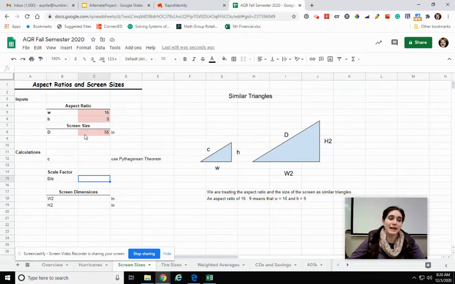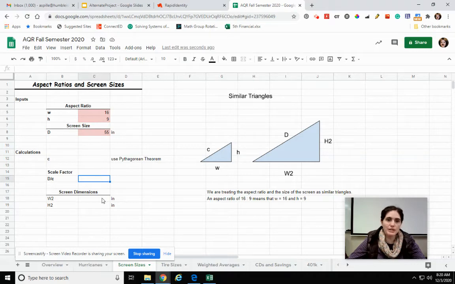So, my diagonal is 55. Now I want my width and my height. The first thing we're going to have to do is look at these similar triangles and compare them. On the smaller one, we know two of the dimensions: this is 16, this is 9, but we don't know the diagonal. On the big one, which is our TV, we know the diagonal, but we don't know how wide it is and we don't know how high it is. We need to somehow use these three pieces of information to figure that out.